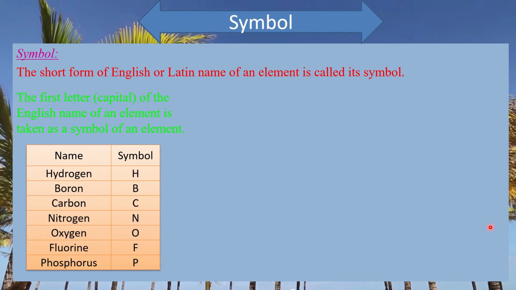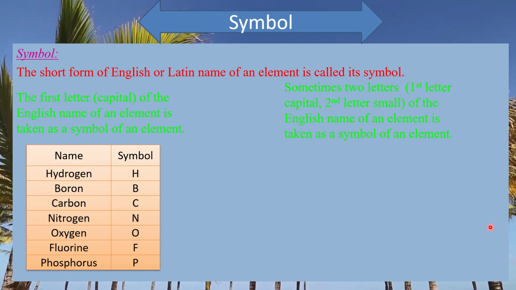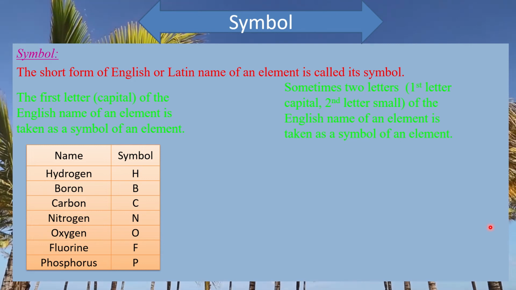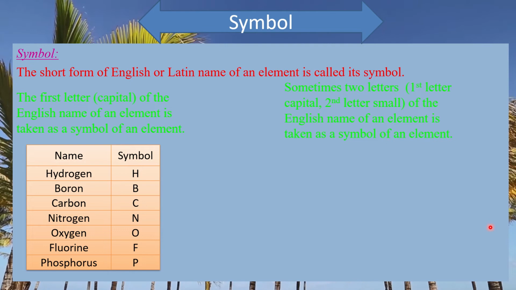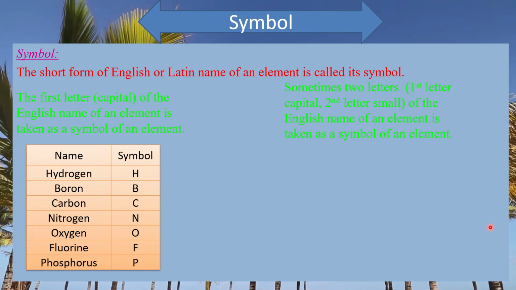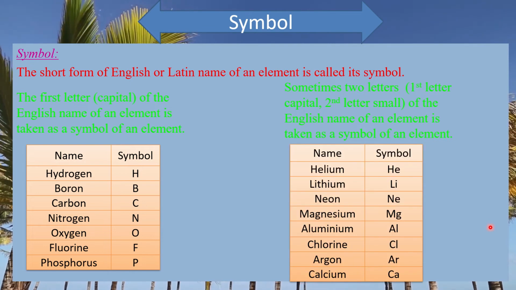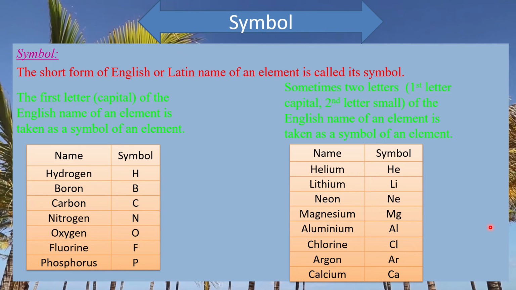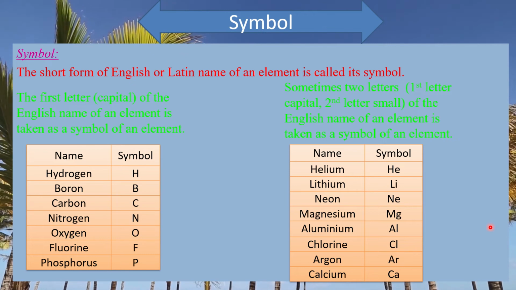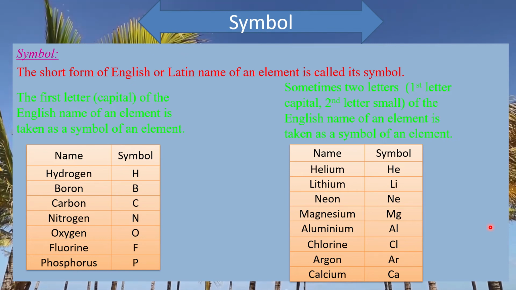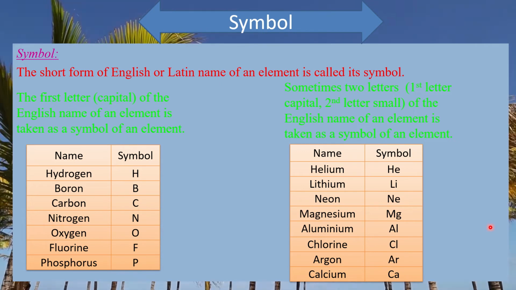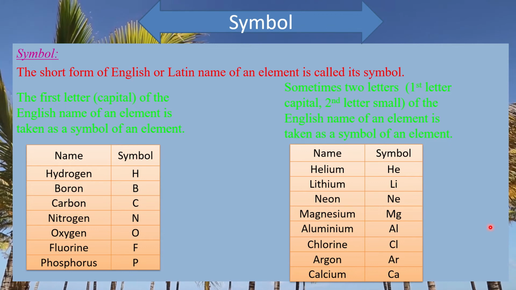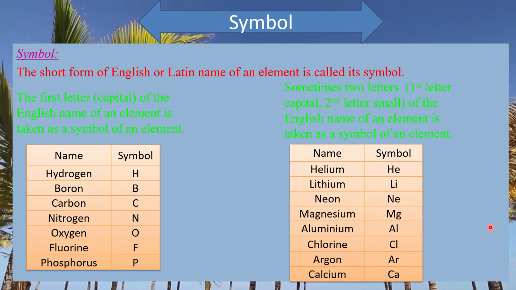And sometimes the first letter and second letter are taken, first letter capital and second letter small. These two letters are taken for the symbol of an element. Some examples are here. Look, helium He, first letter in capital, second letter small. Lithium Li, neon Ne, magnesium Mg, aluminium Al, chlorine Cl, here first letter and third letter is taken for the symbol. Argon Ar, calcium Ca, etc.